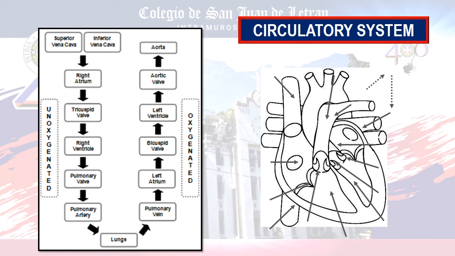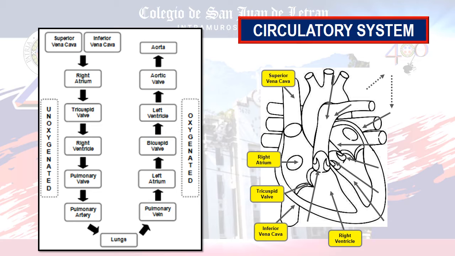The deoxygenated blood from systemic circulation returns to the right atrium via the superior and inferior vena cavas. Then the right atrium receives blood from those two vena cavas. The blood in the right atrium flows into the right ventricle via the tricuspid valve. The right ventricle contracts, directing the blood into the pulmonary artery when the pulmonary valves open.